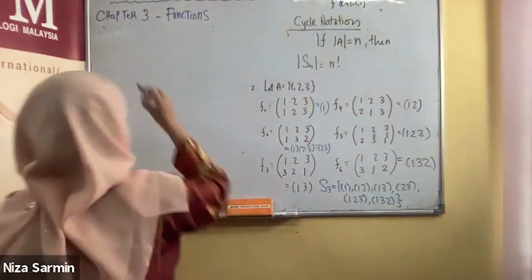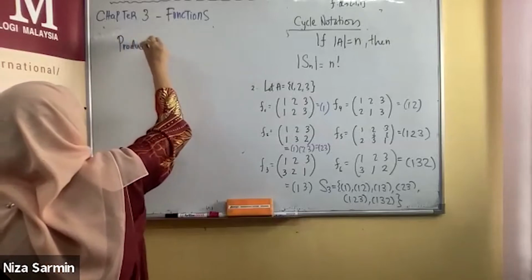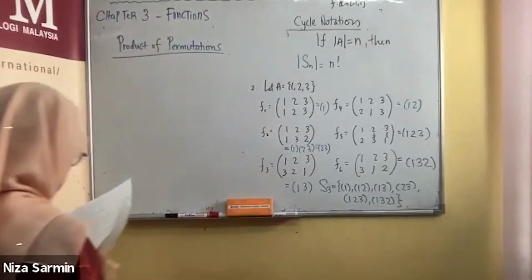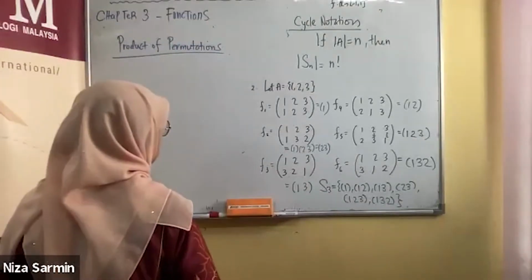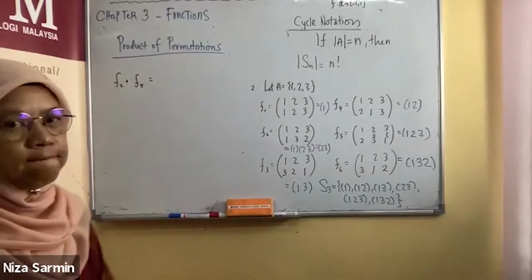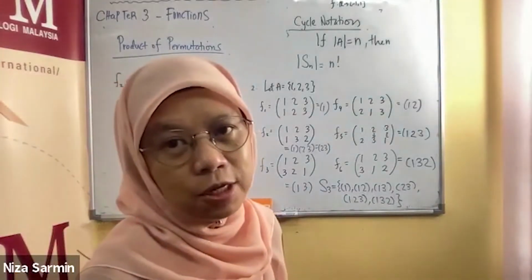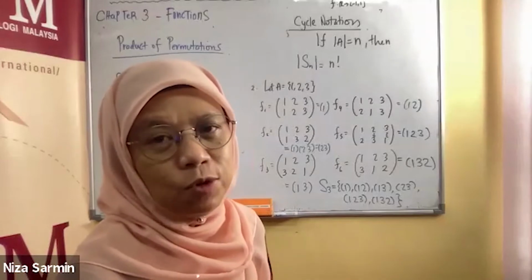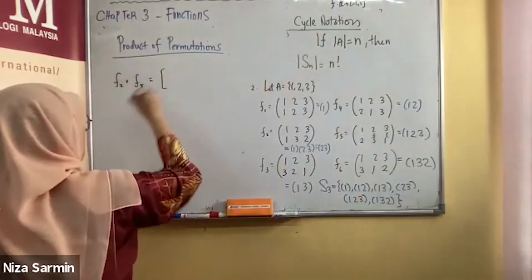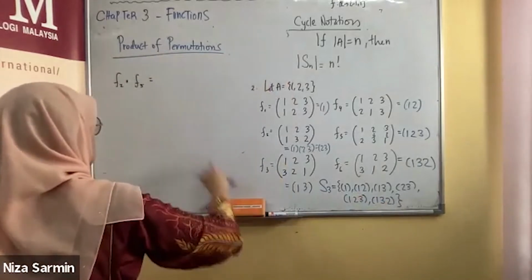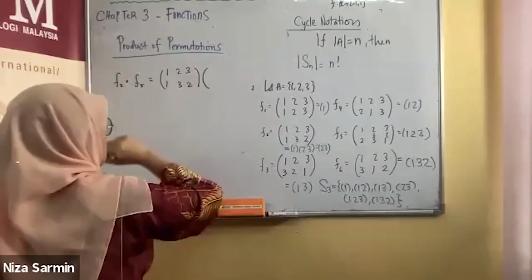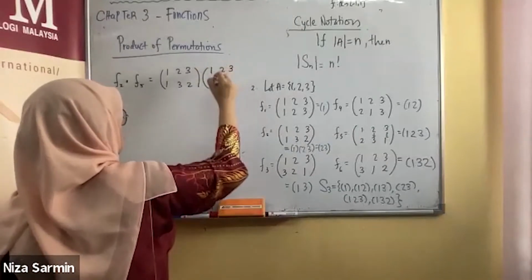Okay, for example, product of permutation. Let's multiply F2 with F5. Multiply in this sense is actually taking composition, right? When we do function, we do composition of function. When 1 goes to 2 and then 2 goes to where? But I will rewrite the F2: 1, 2, 3, 1, 2, 2. And F5: 1, 2, 3.